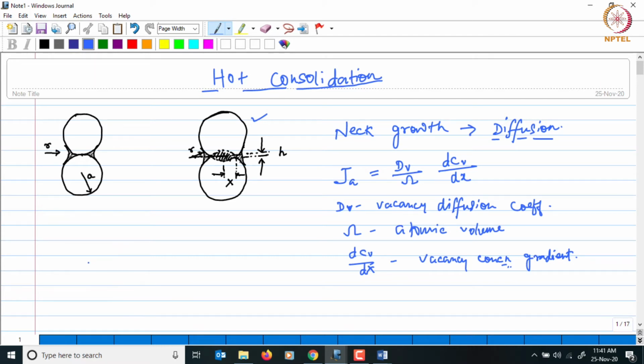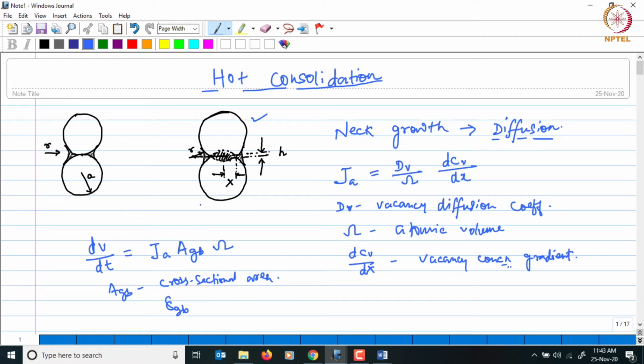And the volume of matter transported into the neck per unit time, that is dV by dt, is given as, where A_GB is the cross-sectional area over which diffusion occurs, and now if you consider the grain boundary diffusion, which is one of the dominant mechanisms of mass transport during sintering, it occurs over a constant thickness of the grain boundary given by this delta_GB term. Okay.